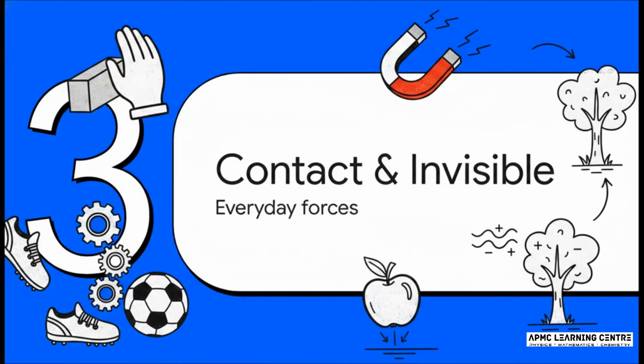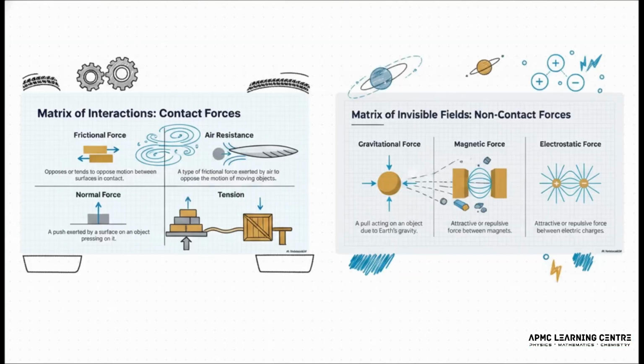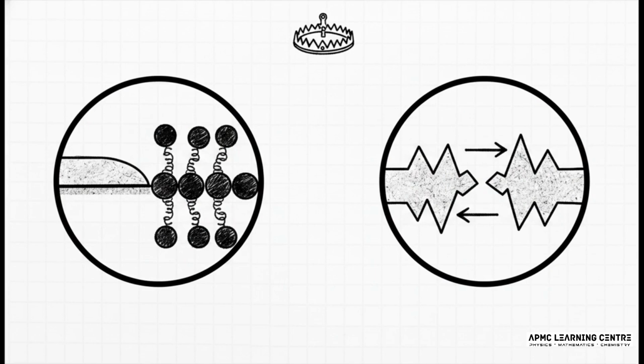Which brings us to Section 3, contact and invisible interactions. Let's look at the everyday forces you interact with. On the contact side, you've got friction and air resistance fighting motion, normal forces pushing back from surfaces, and tension pulling through a rope. But then over on the invisible side, you've got forces acting across fields, gravitational, magnetic, and electrostatic. Stop right here, because we have a major trap alert. There is a huge hidden trap with contact forces. Normal force isn't just a passive number, and friction isn't just surfaces being rough.